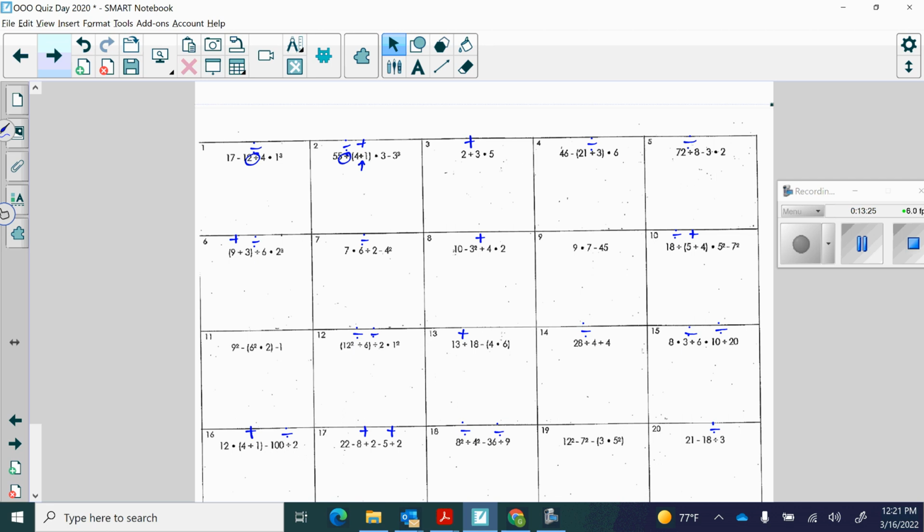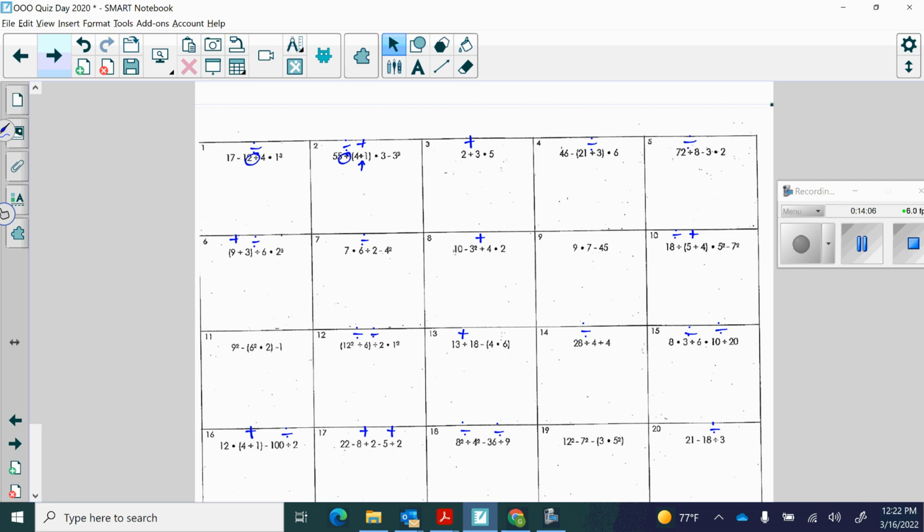Number 5, this first one is a division sign, 72 divided by 8. Number 6, inside the parentheses, that's an addition. Between the parentheses and the 6, that's a division. Number 7, between the 6 and the 2 is a division sign. Number 8, between the exponent and the 4, that is an addition sign. Number 10, after the 18 is a division sign, inside the parentheses is addition. So it's 18 divided by the quantity of 5 plus 4.